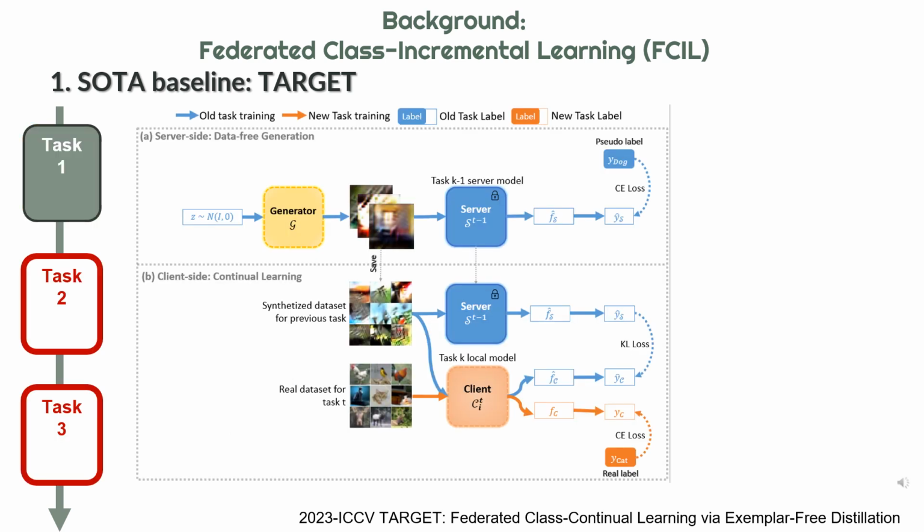When the new task T comes, they will use the generator to synthesize data in a data-free manner from the server at task T-1. We call it the data-free generation phase. After that, both new and synthetic data are used to train client models in the model training phase.